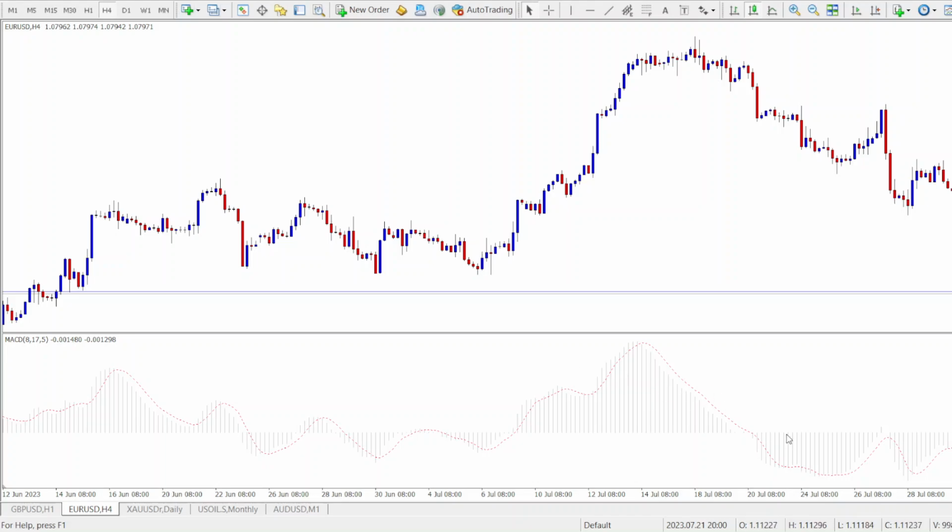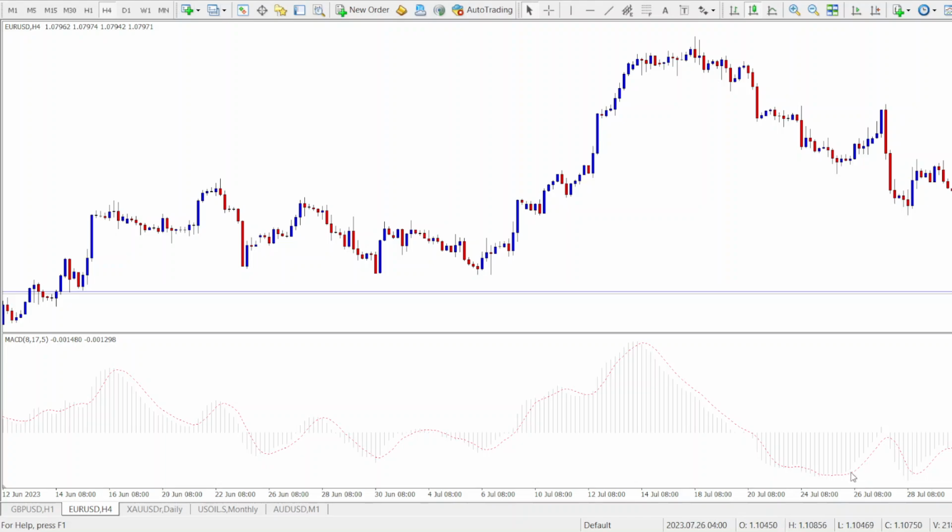Okay, this setting can provide quicker signals, and it is ideal if you are looking for more frequent trades. Okay, so if you want more frequent trades, you can decide to use the 8, 17 and 5 settings. Remember, the key is to experiment with these settings to find what works best for your trading style.